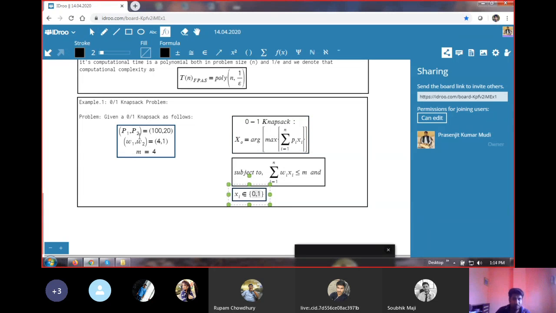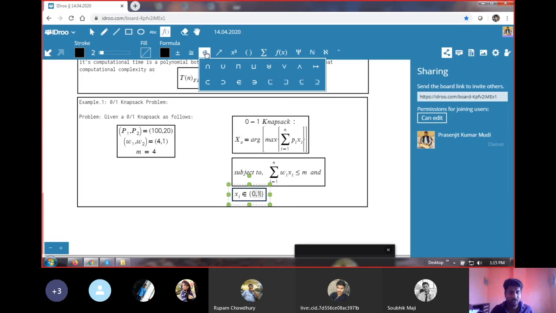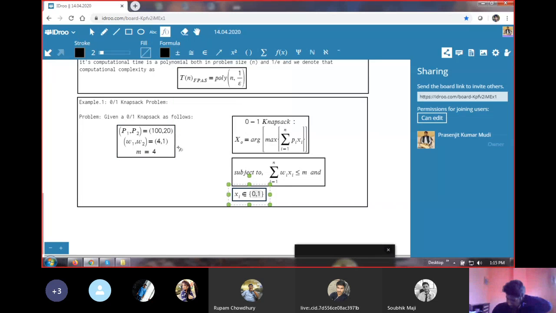So we take an example, p1, p2 equal to 100, 20. So two objects are there, of which profits are 100 and 20. Their corresponding weights are 4 and 1, and the knapsack capacity is given as 4. Now how can we find a feasible solution? As it is a 0 by 1 knapsack problem, you can find an optimal solution. What is the optimal solution you can find out here?